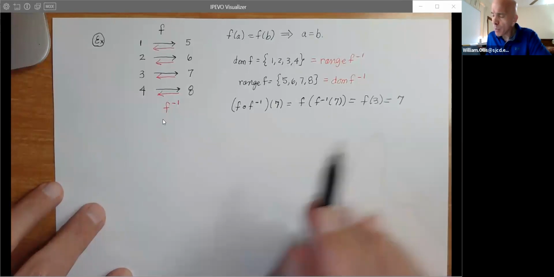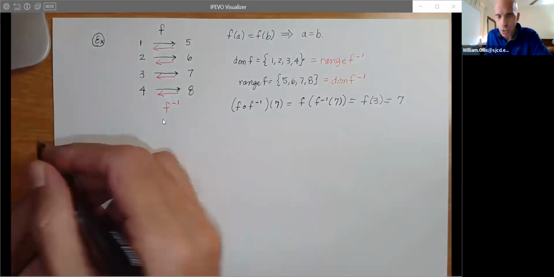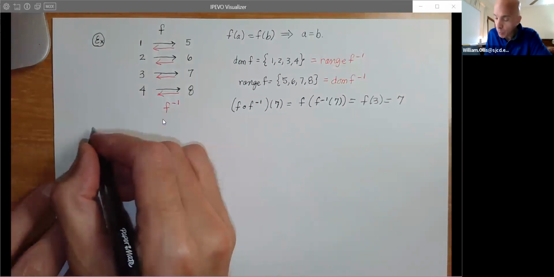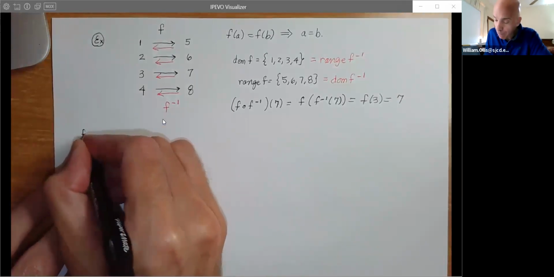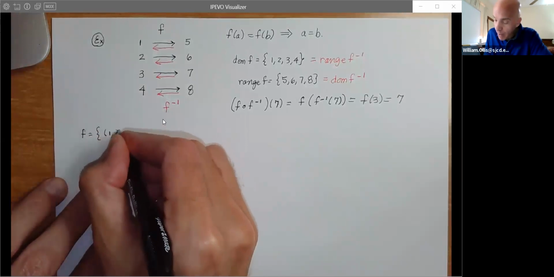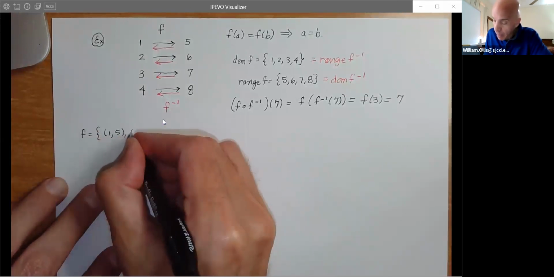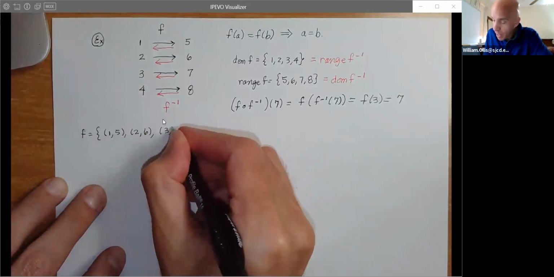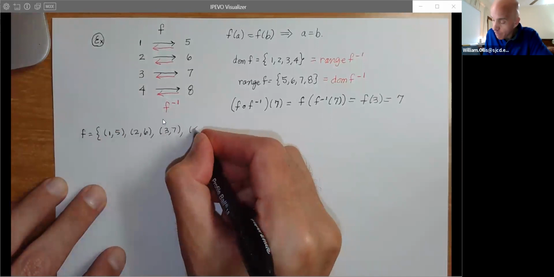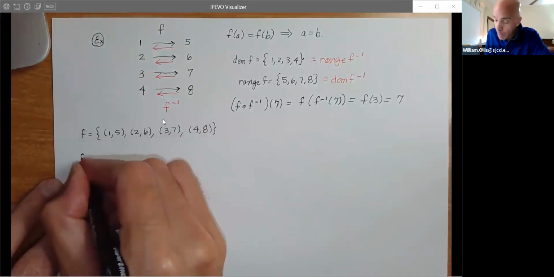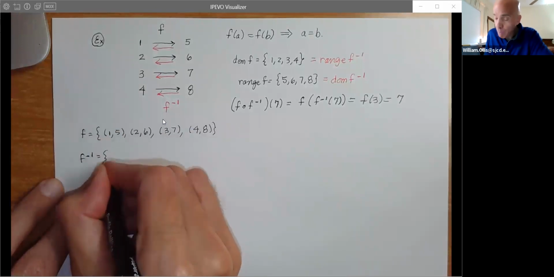Now, one thing that I want to do here is just a little point plotting. So we'll say f is (1, 5), (2, 6), (3, 7), and (4, 8). And then, of course, f inverse is just the flip of all of these.